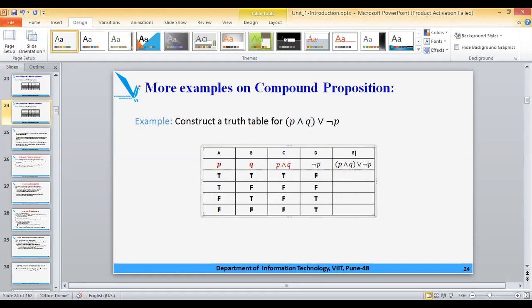Now what is E? The E column suggests column C OR column D. You have to have only these two values, C and D, ORed with each other. So the OR is true, false, true, false, false, false, true, and true. So we got this answer. The truth table for this is nothing but this. Let's check it out: true, false, true, true. So I got the answer true, false, true, true. Likewise, you can construct your truth table.